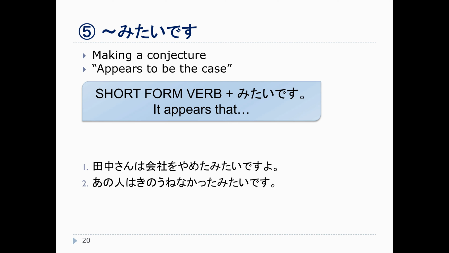あの人は昨日寝なかったみたいです。So it seems that that person didn't sleep yesterday. Again, this is kind of our like deduction. So we are making a guess based on like what kind of evidence we can see. Not what we've heard, but what kind of evidence we have. 先生は明日学校に来ないみたいです。It seems that sensei will not come to school tomorrow.